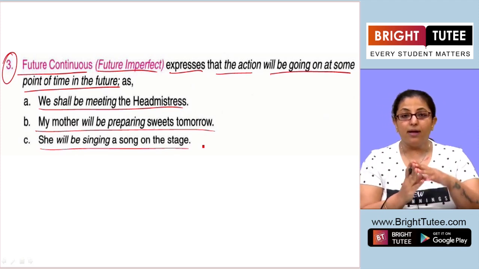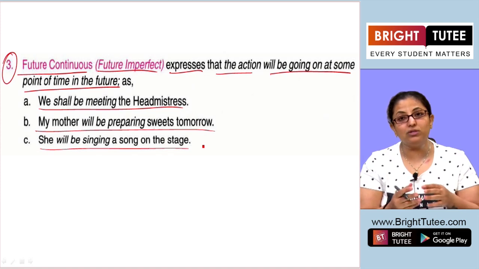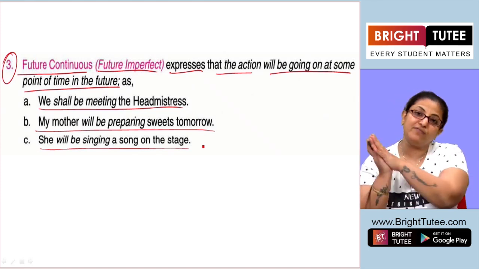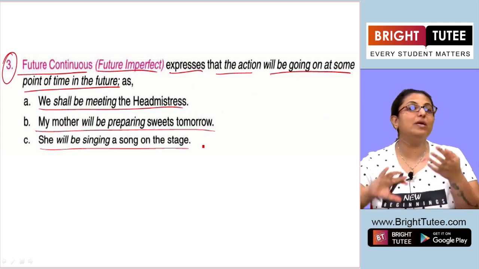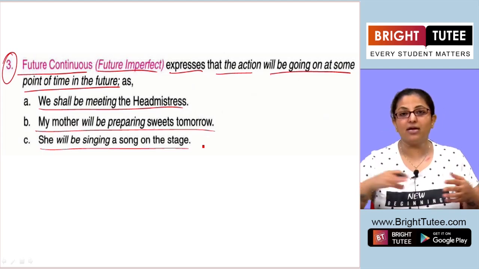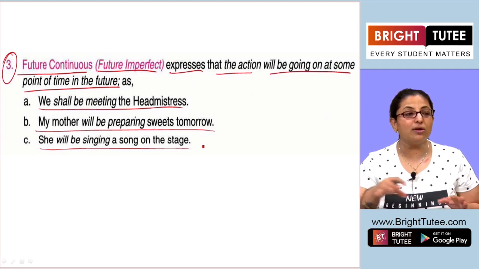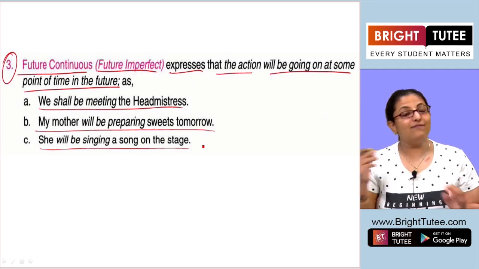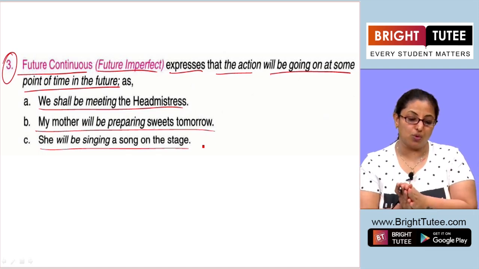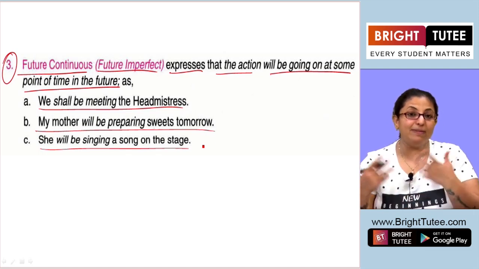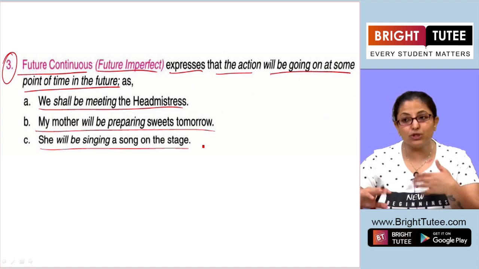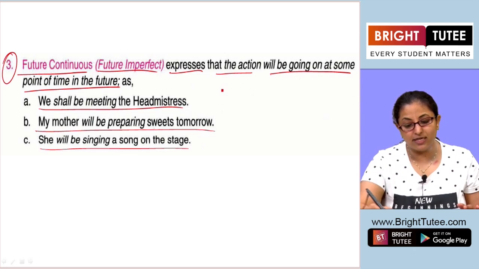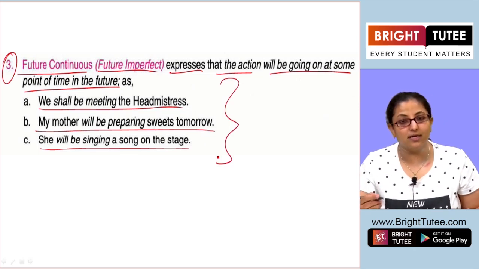Now here the sentences are used to express that the action will be going on at some point of time in the future, that the action will be in a continuous motion, or you can say it will be happening at some point in time in the future. We will be meeting the headmistress tomorrow, or she will be singing a song on the stage. This is going to happen in the future in a continuous sense. So this is future continuous tense.